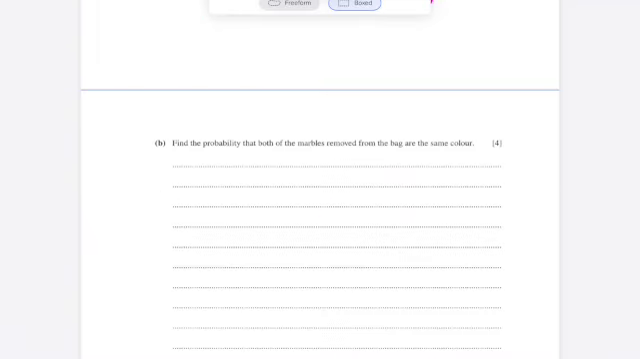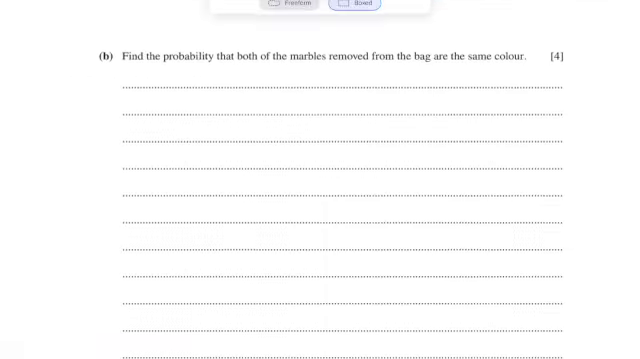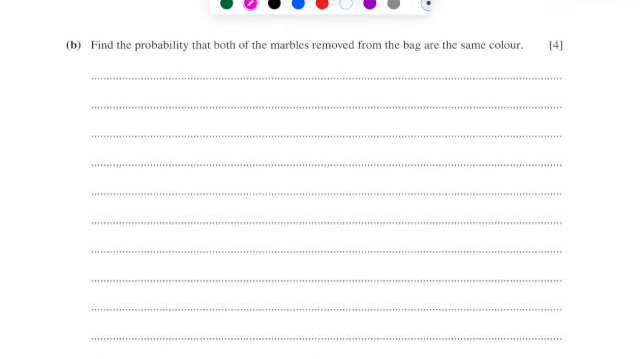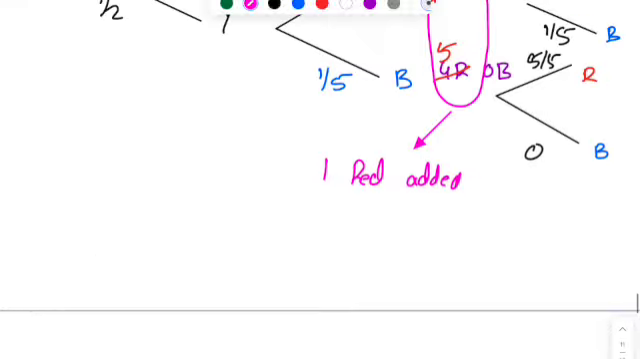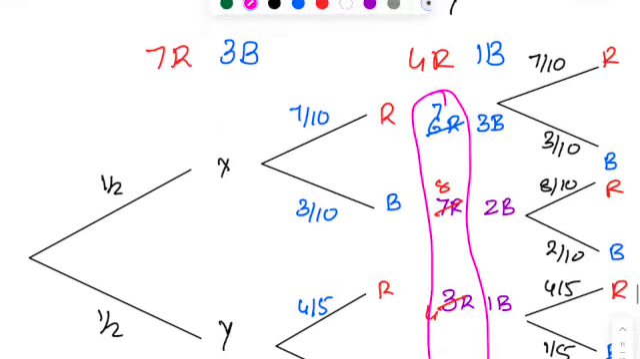Now coming to part B. What is it telling? Find the probability that both the marbles from the bag are of the same color. So we have to get both the same color, either blue and blue or red and red. So for that, what should I do? See that case, red and red. How can I get red and red?